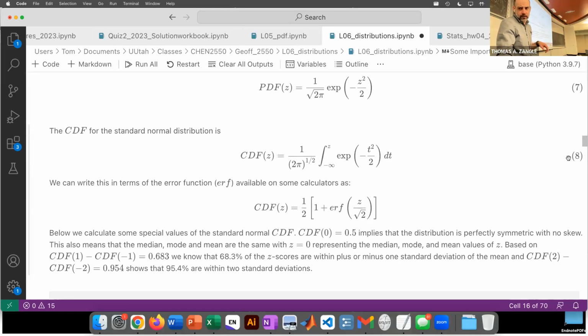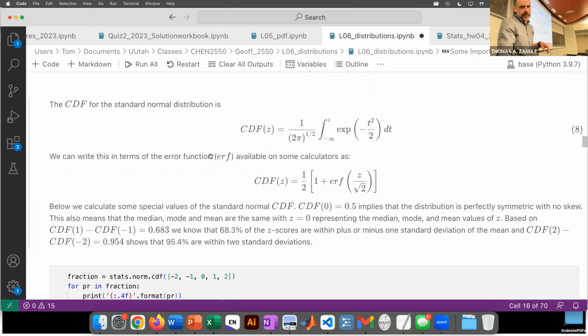I give this one as well. I guess I should have an equation number here. In terms of the error function, it can be a little bit more convenient. The error function is defined on some calculators, so this is a useful one to have as well. Without getting into what the error function is, that can be a useful thing to have, and it will be on your equation sheet.